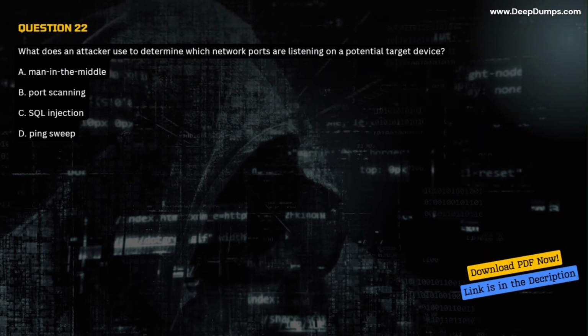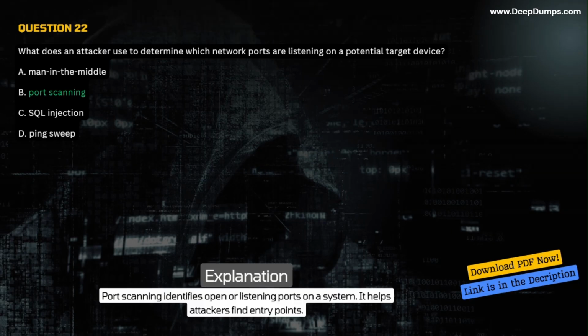Question 22. What does an attacker use to determine which network ports are listening on a potential target device? A. Man in the middle. B. Port scanning. C. SQL injection. D. Ping sweep. Correct answer B. Port scanning. Explanation. Port scanning identifies open or listening ports on a system. It helps attackers find entry points.